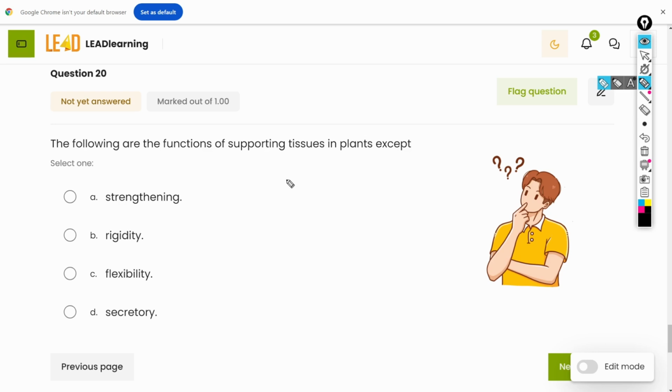Question 20. The following are the functions of supporting tissues in plants, except: A. Strengthening. Strengthening is a supporting function. Rigidity is a supporting function. Flexibility is a supporting function. Secretory means to produce substances, to release substances. This is not a supporting function. So our correct answer is option D.